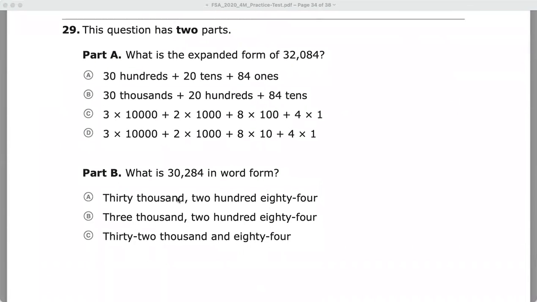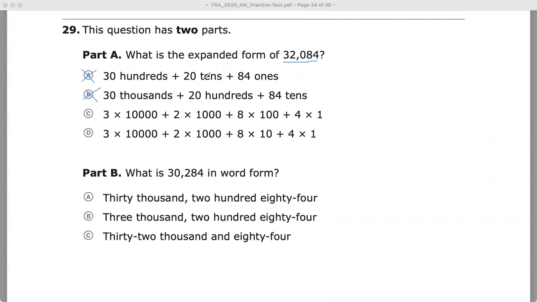Here's another 2-part question. And these are not necessarily related. Especially if you have dyslexia, you might think you're looking at the same number, but they are not the same number. So 32,084 is this first number right here. And they want to know the expanded form, which is writing the numbers out by place value. So it's not going to be A or B.